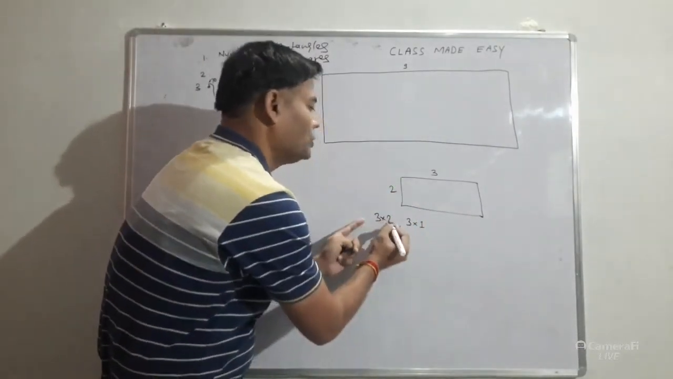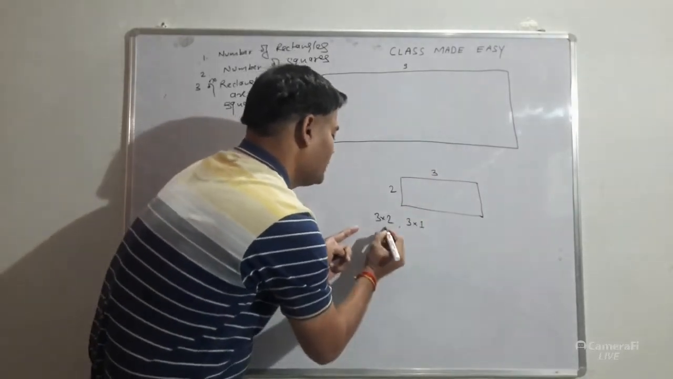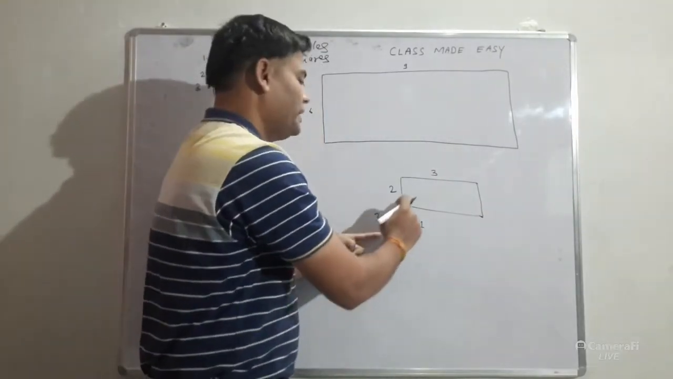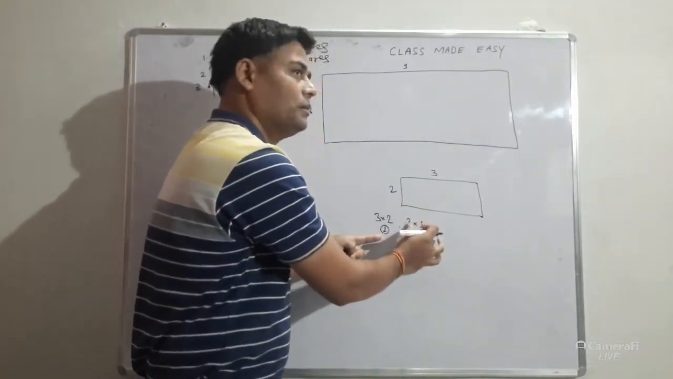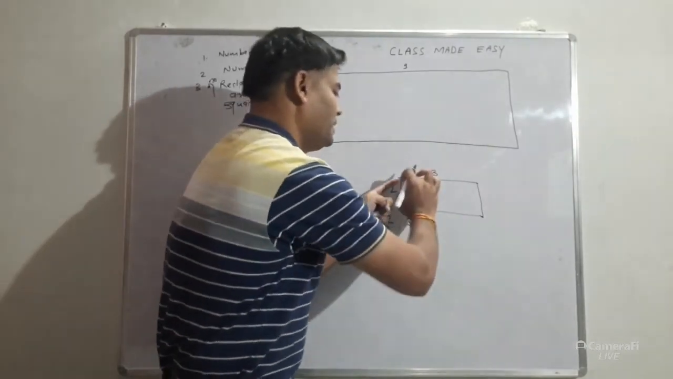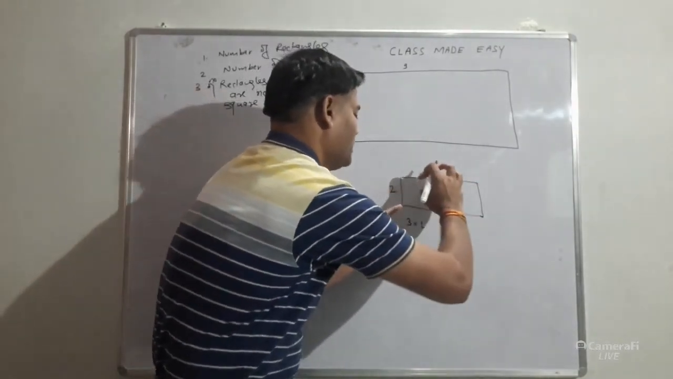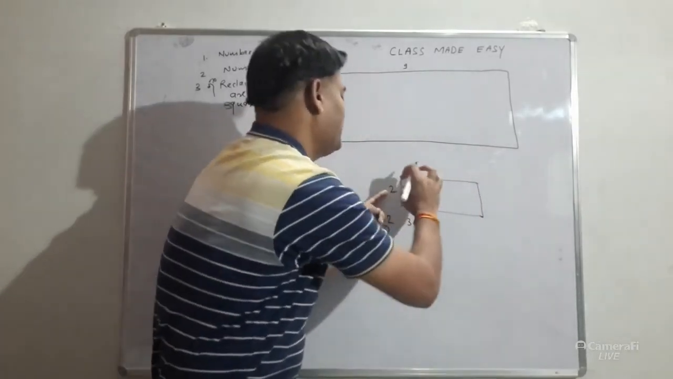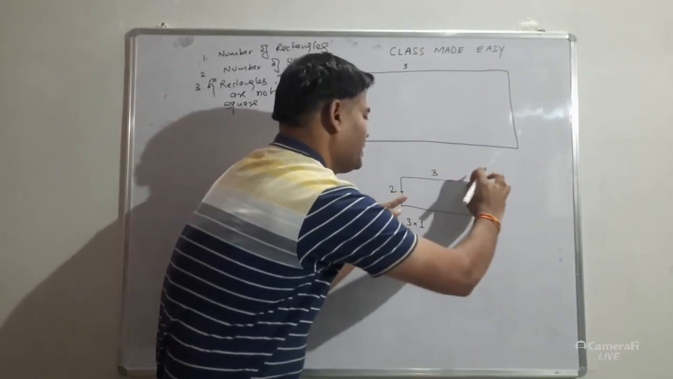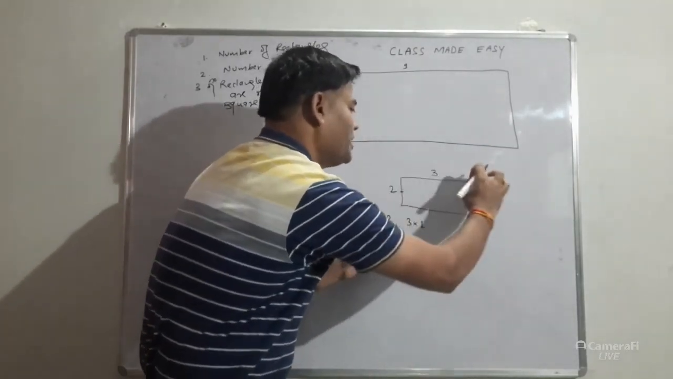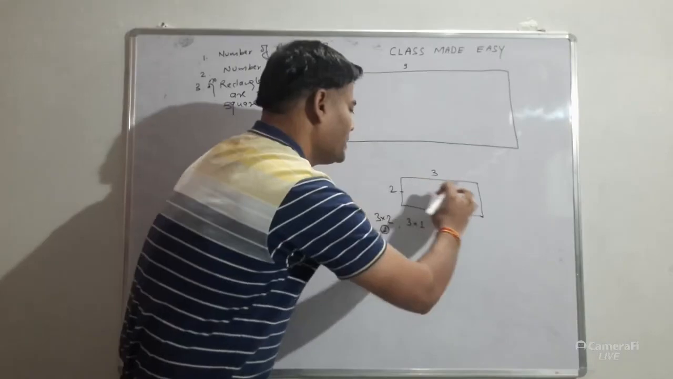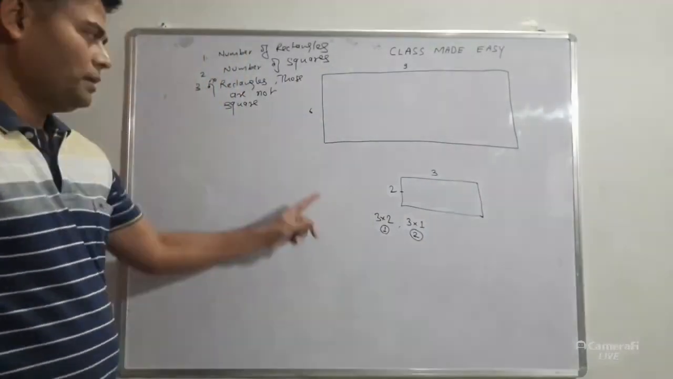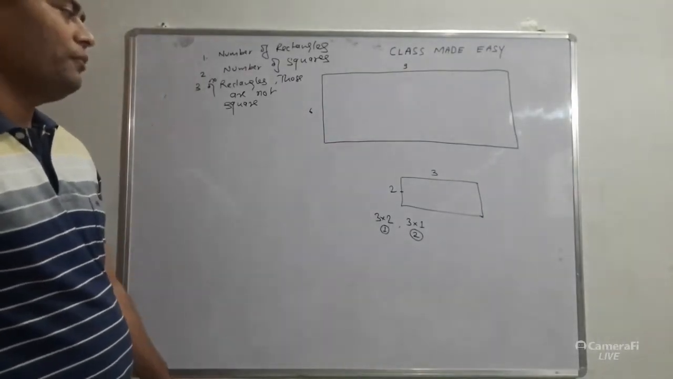So 3 by 2 is only one rectangle. I am writing the number of rectangles, it is 1. And in that, 3 by 1: see, this is 3 and this is 1. If you divide this, there is a 3 by 1 rectangle and another 3 by 1 rectangle. So how many rectangles are there? This is 1 and this is 1, so it is 2. Okay, so this is 3 by 2 and 3 by 1.